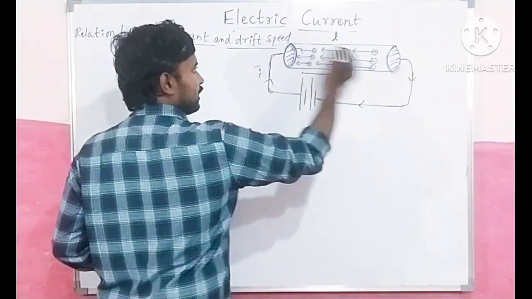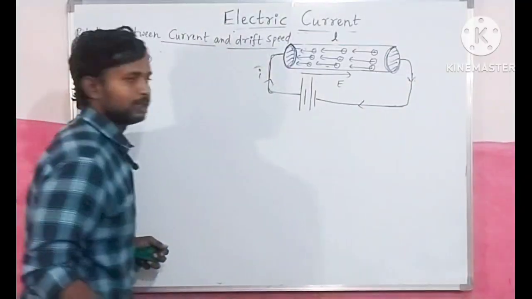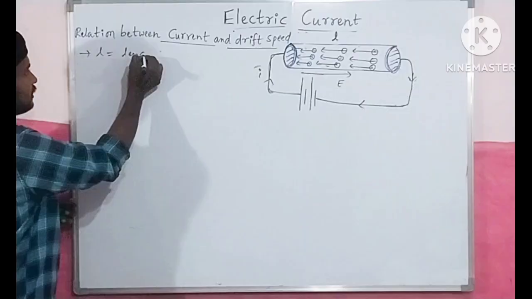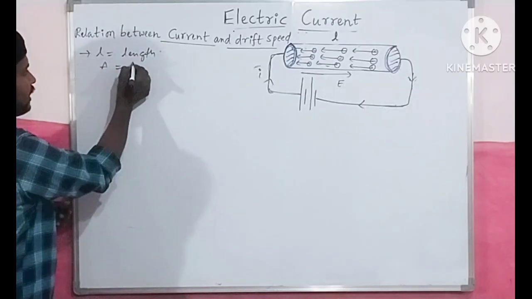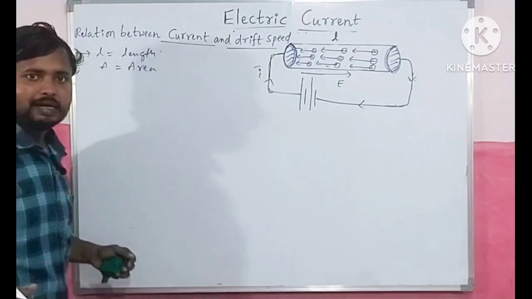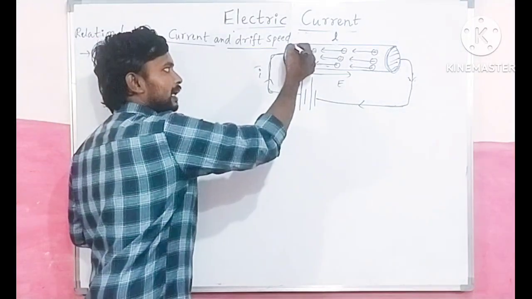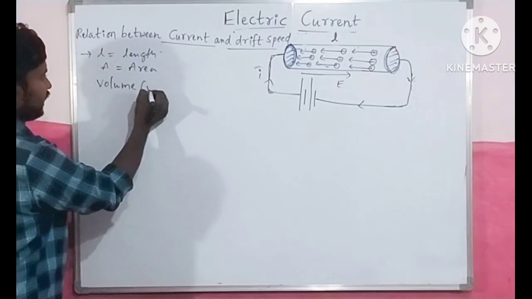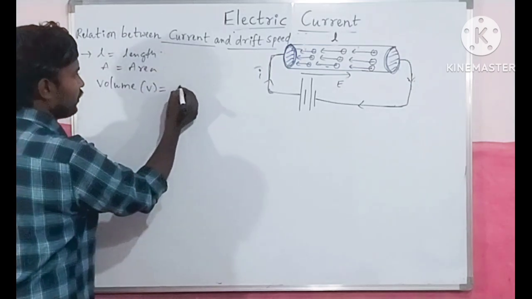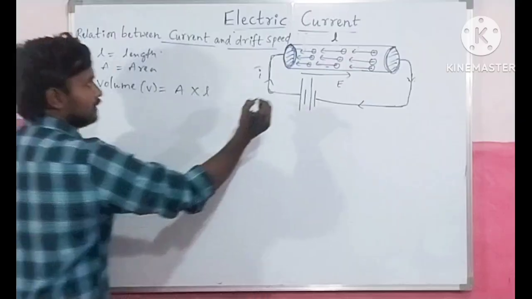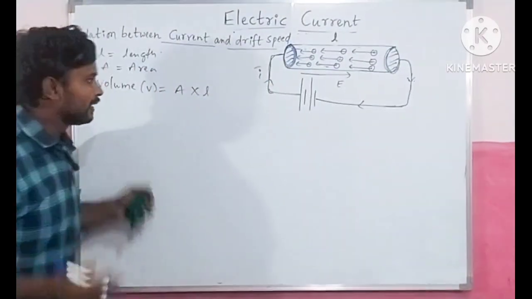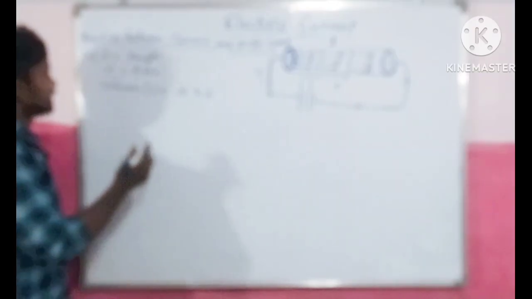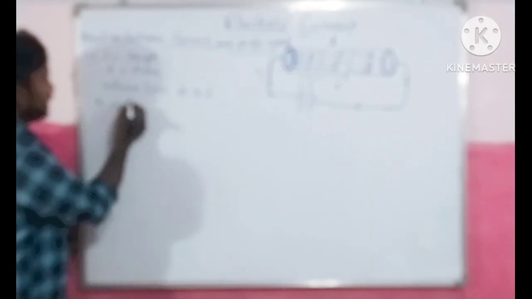This is the volume of the conductor. Here L is the length of the conductor and A is the area of the conductor. What is the volume of the conductor? The volume V is given by area into length, V equals A into L.